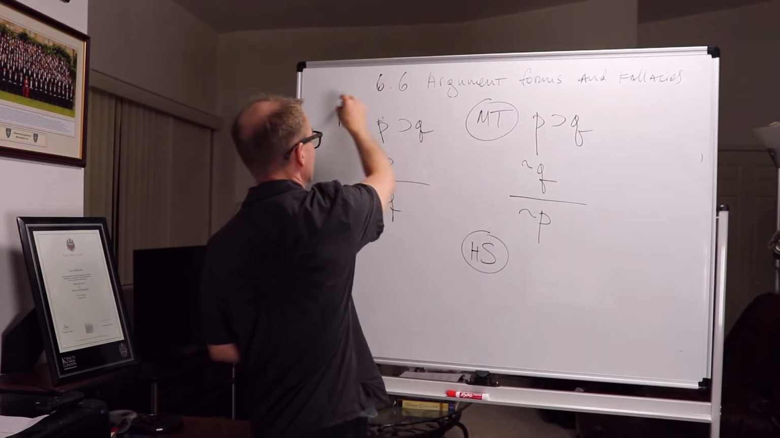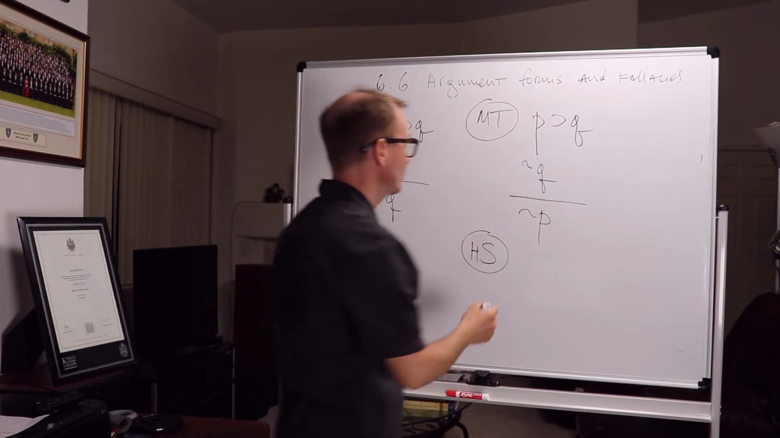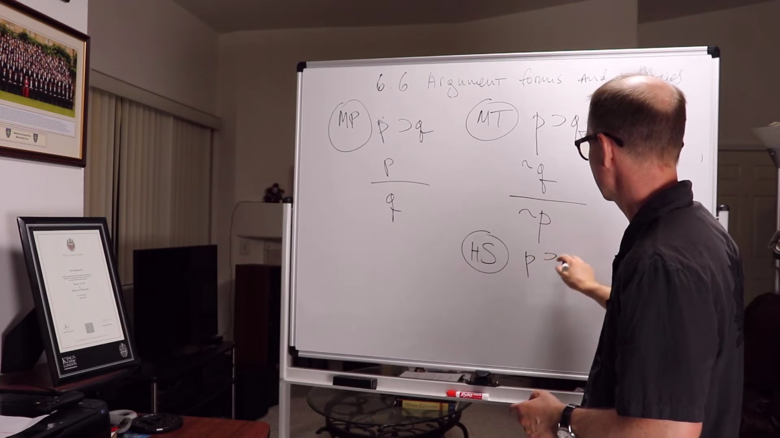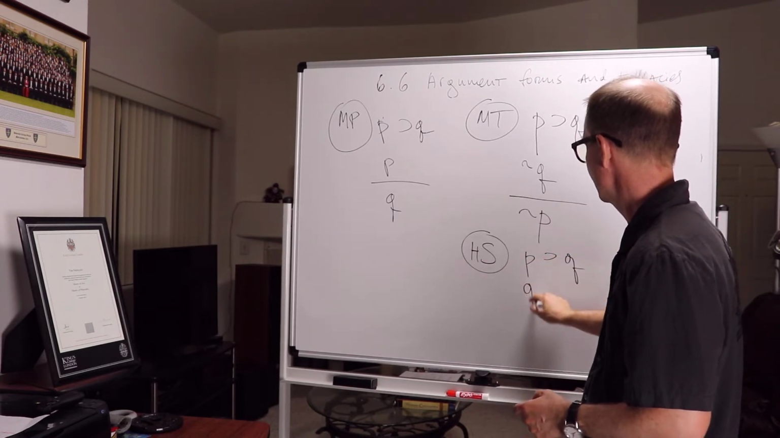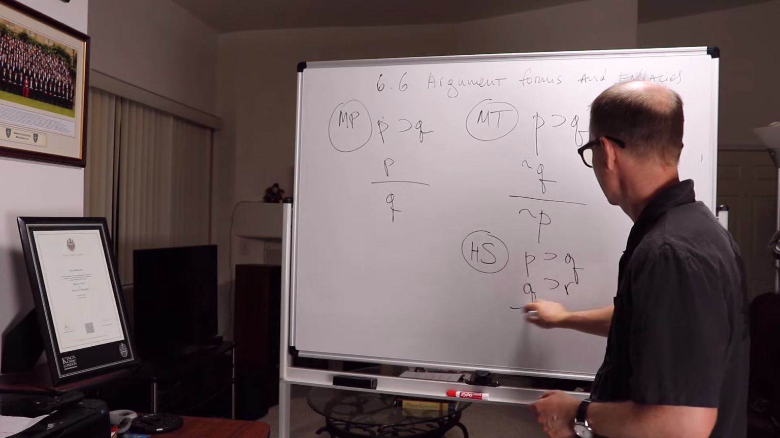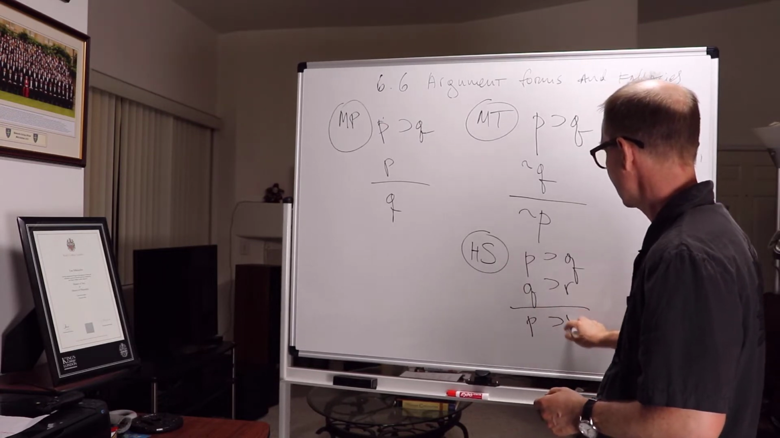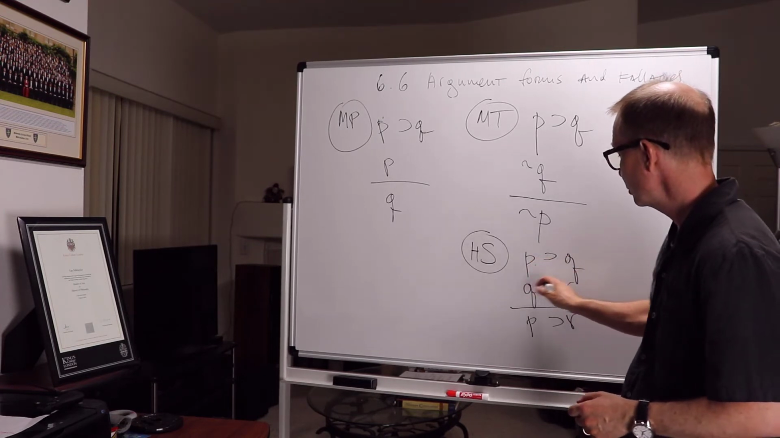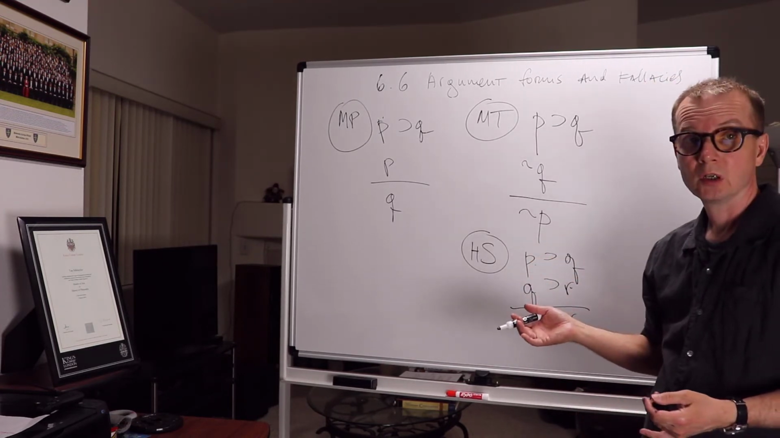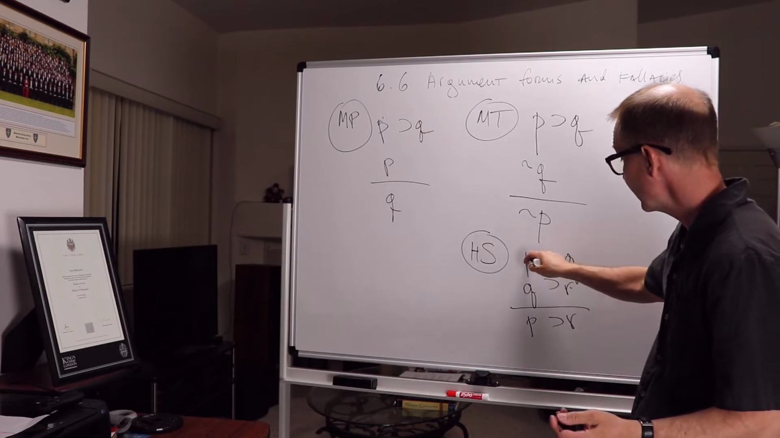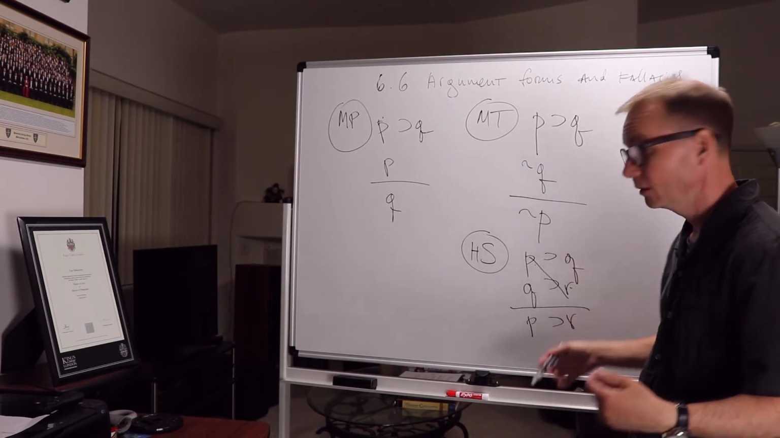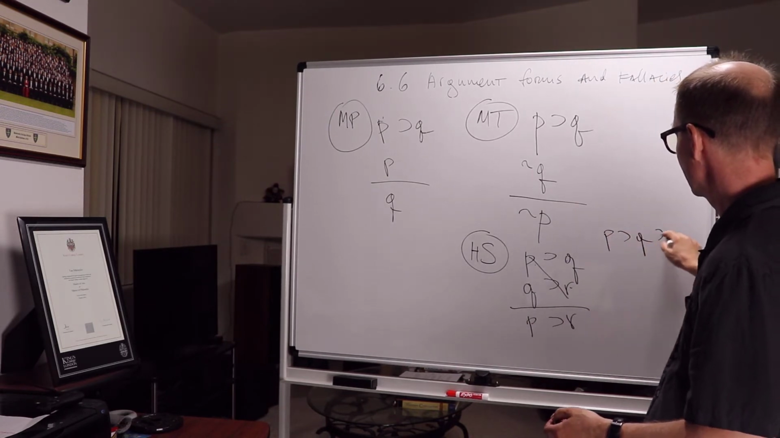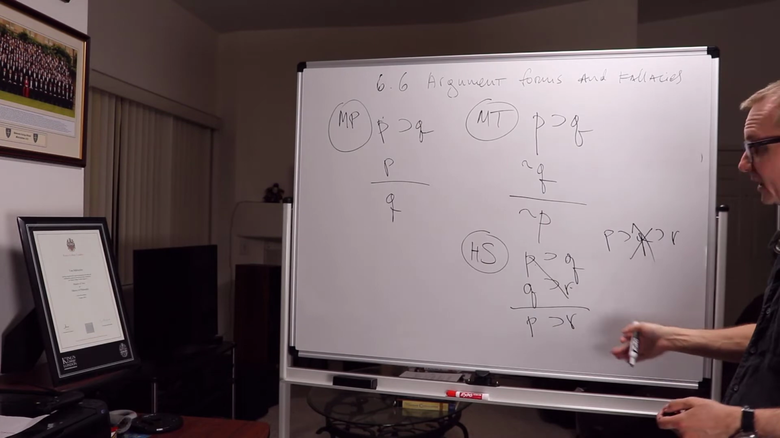This would be MT, HS. Pure hypothetical syllogism would be something like this. If P, then Q. If Q, then R. Therefore, if P, then R. Note that it's like a chain. You're going from P to Q, from Q to R. And therefore, you can make a shortcut and go straight from P to R. Right? So essentially what you're saying is from P to Q to R, and then you're just eliminating this middle step.